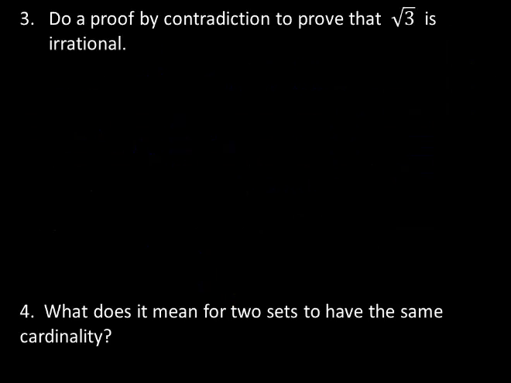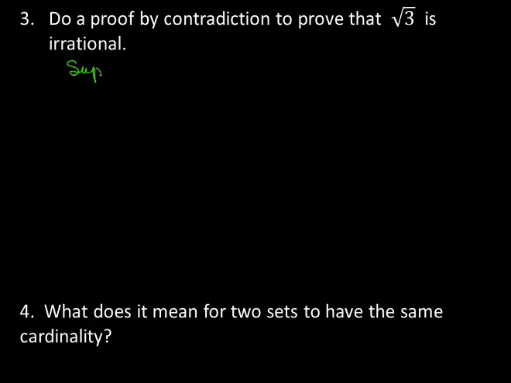Question 3 was, do a proof by contradiction to prove that the square root of 3 is irrational. We are not asking you on the final to do a proof where you have to contradict a major theorem like this one does, but you should know how to do a proof by contradiction, and maybe you'll be contradicting something much easier. So I think we should go through this anyway. So do a proof by contradiction. We want to prove that the square root of 3 is irrational.